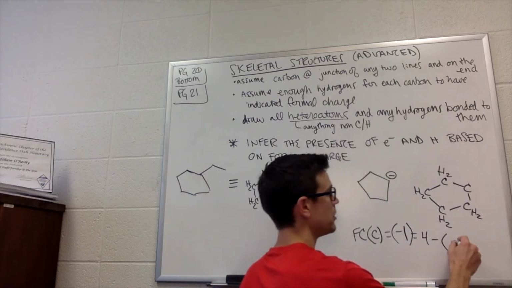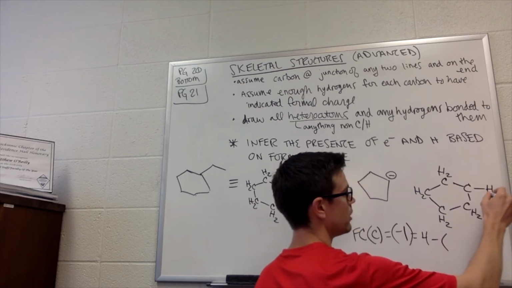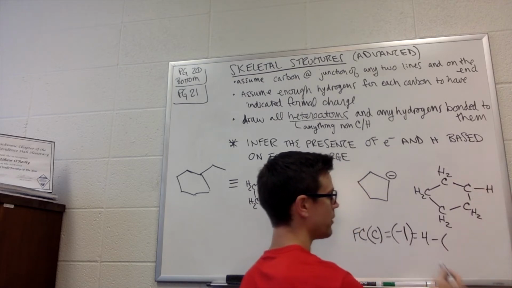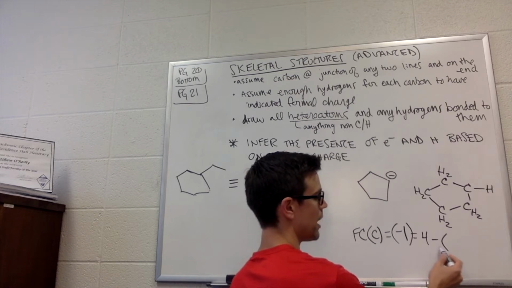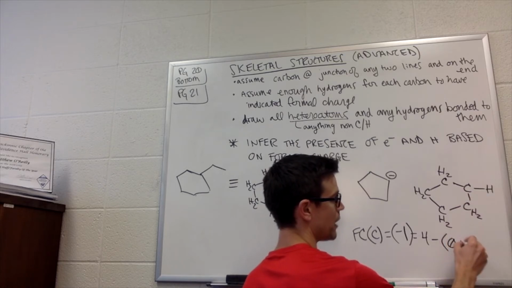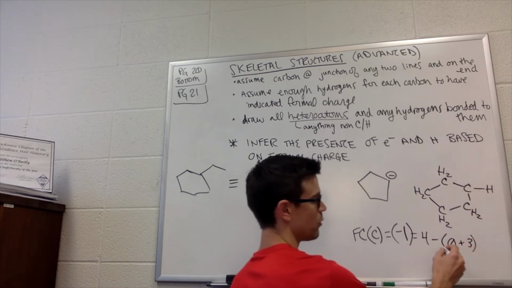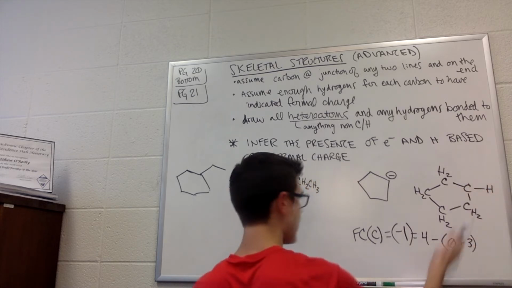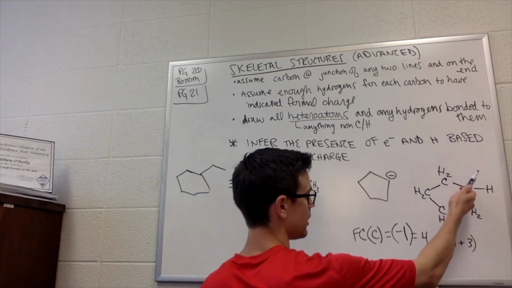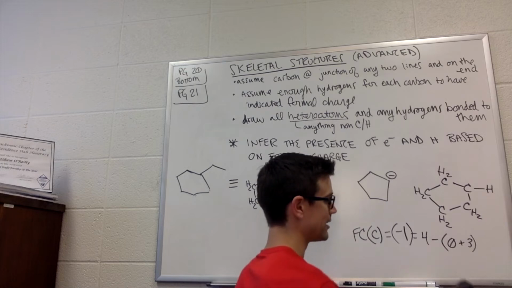So how could that be? Well, for this to be 5, what if we had 1 hydrogen bonded here, and that was it? Well, then 4 minus the number of lone pair electrons, which in this structure right now is 0, and then we add the number of bonds, 1, 2, 3. So 4 minus 3 is +1. So it can't be this, right? It can't be that the carbon just has 1 hydrogen. It has to be something else.